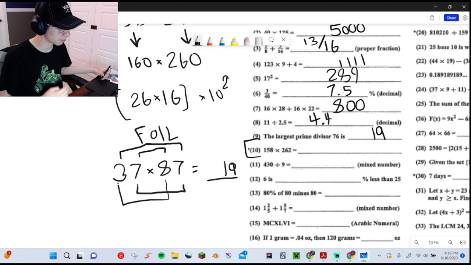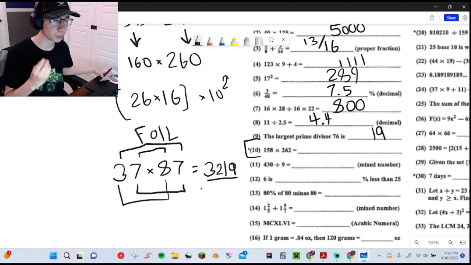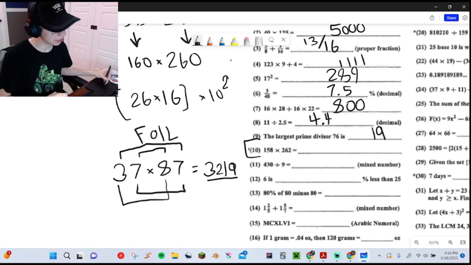So 3 times 8, that's like our last step. That's going to be 24. Plus the 8 I carried, that's 32. And now we've got our answer. So again, this is how you can multiply any 2-digit number. And it's extremely valuable to know this trick in number sense. You'll be using it all the time.